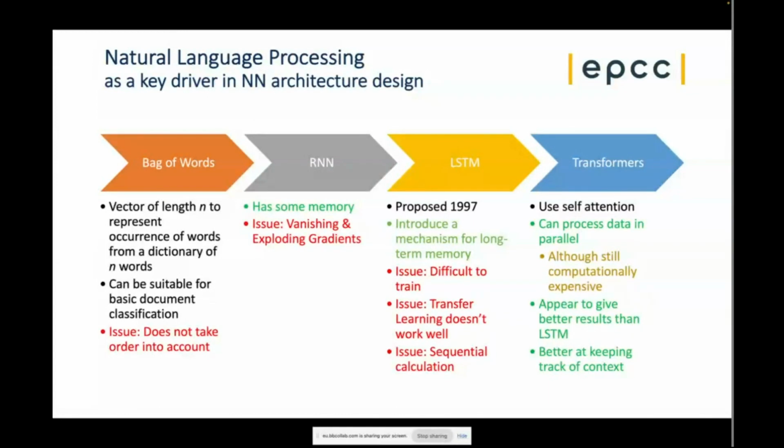So that was an improvement in that it had some memory, so it could take order of words into account. Unfortunately, the vanishing and exploding gradients are a big problem with RNNs. So in 1997, the LSTM models were proposed.